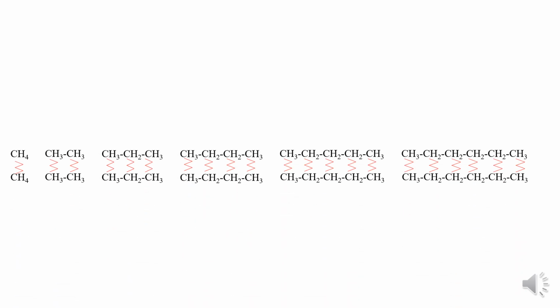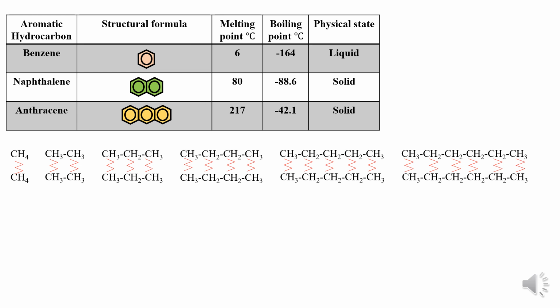So as the carbon chain increases in case of aliphatic system, the number of intermolecular forces gets stronger. And in case of aromatic system like benzene, naphthalene, anthracene, which is clearly depicted in this table, as the number of rings increase, you not only see a change in the physical state, but also you see a drastic change in their melting and boiling points. So benzene is liquid at room temperature, while naphthalene and anthracene are solids at room temperature. This is because of increase in the number of van der Waals forces or the intermolecular forces.